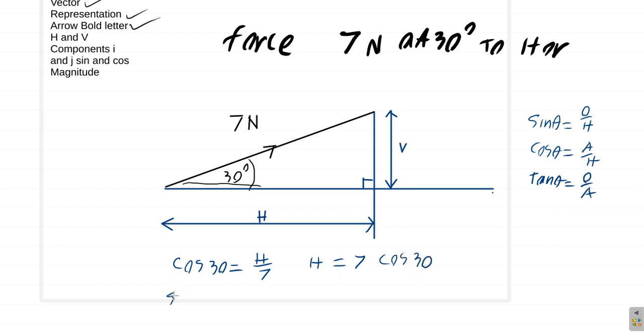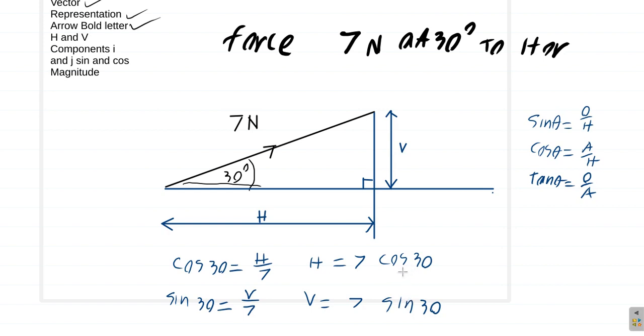Now, sine 30 equals the opposite. That would have been V. Remember, opposite: the 30 is on the left-hand side of the triangle, and the V is on the right-hand side. Left and right are opposite sides, right? Sine 30 equals opposite, which is V, over the hypotenuse, 7. So V equals 7 times sine 30. Alright.